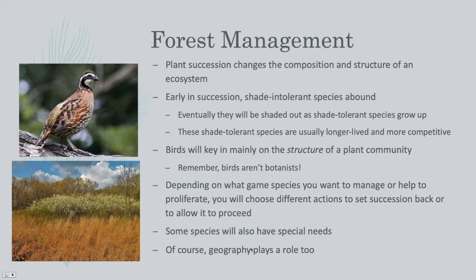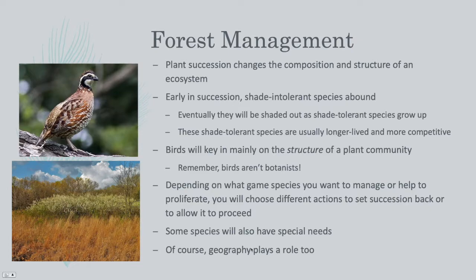And those plum thickets, in association with grass, are going to be found in early successional habitats, right? So if we want to manage a forest for bobwhite, we're going to have to set succession back to that early successional stage, right? So how do we do that? That's where we're going. But of course, geography plays a role here too.